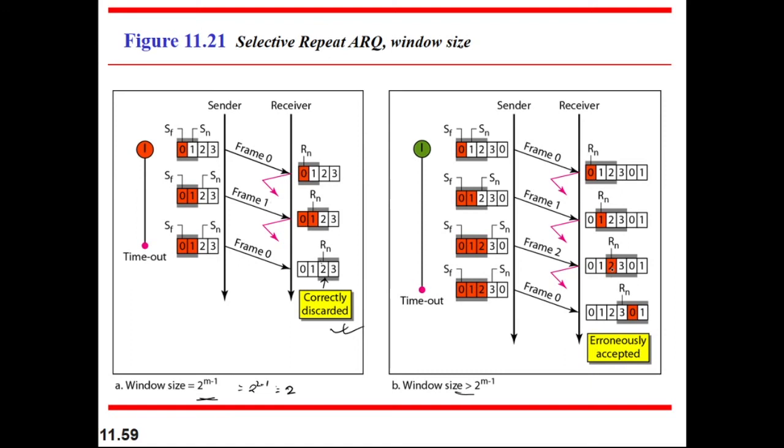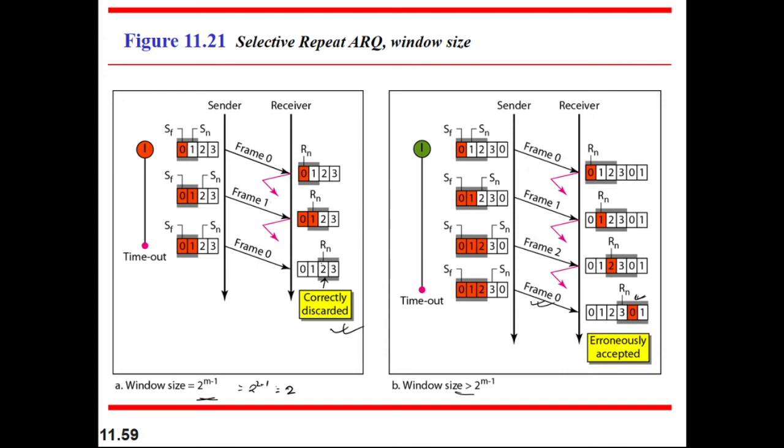Frame 3 can also be received, but after frame 3 it wants to receive frame 0, and this frame 0 is a duplicate whose acknowledgement was not received by the sender. Since the sender is not getting any acknowledgement, it thinks these frames were not received, so it sends all these frames again. Then erroneously all these values will be accepted by the receiver. So if the window size is greater than 2 to the power m minus 1, duplicate frames will be accepted by the receiver. So the size should be 2 to the power m minus 1.